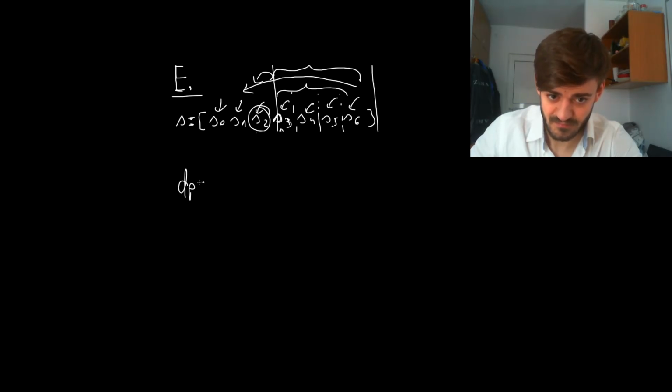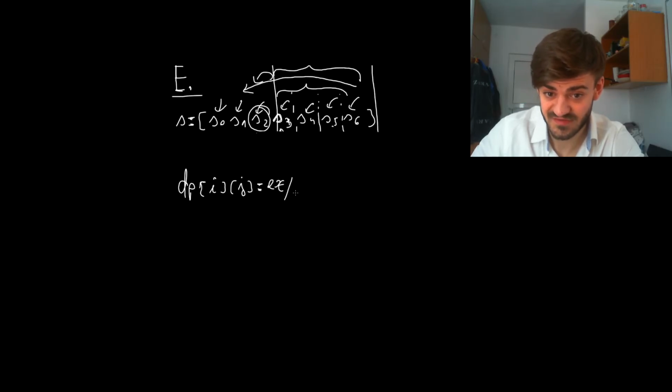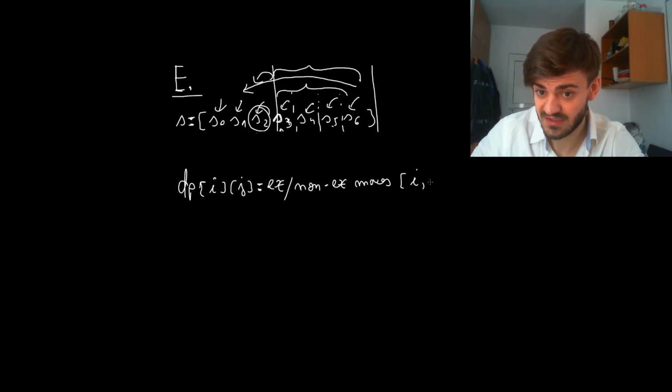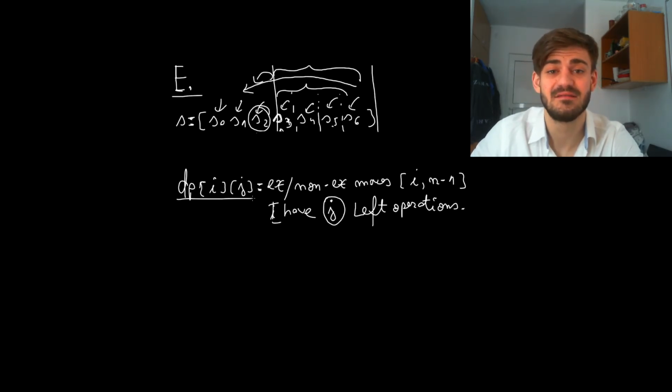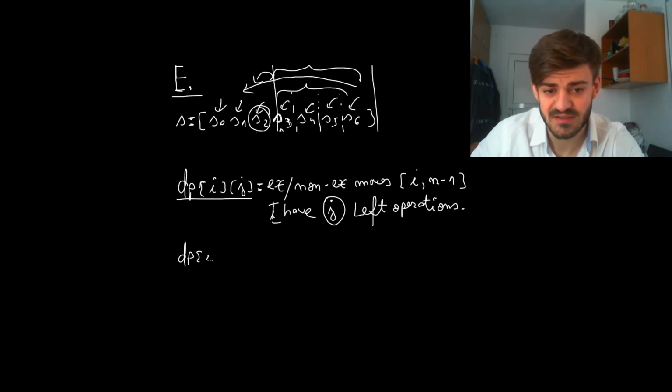I want dp of I and j to be in how many ways I can execute or non-execute, as we've seen for some suffix, moves in the range from I to n minus 1, and I have performed exactly j L, or left, moves or operations. And that's it, guys. That is it. If I know dp of I and j, the recurrence relation is going to be pretty easy.